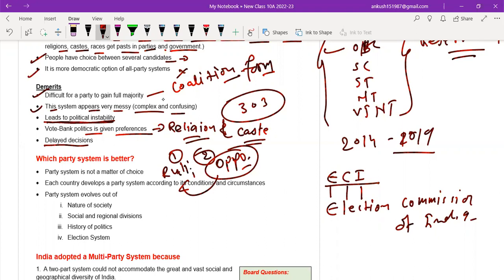And in this way, the decisions which are very important and beneficial for the common people are getting late to become laws. Did you get this point?